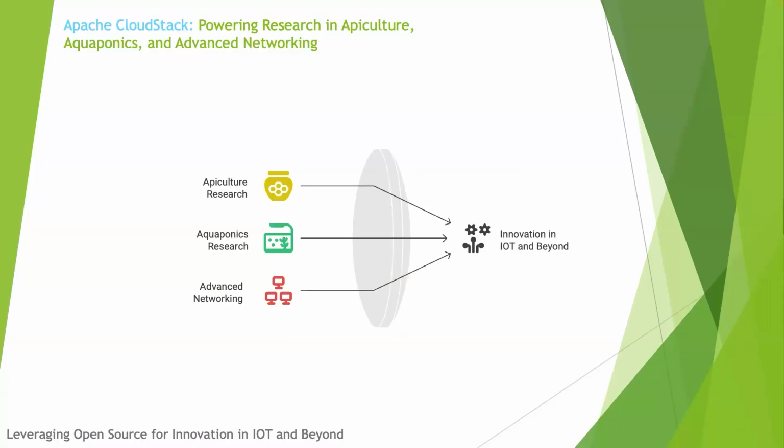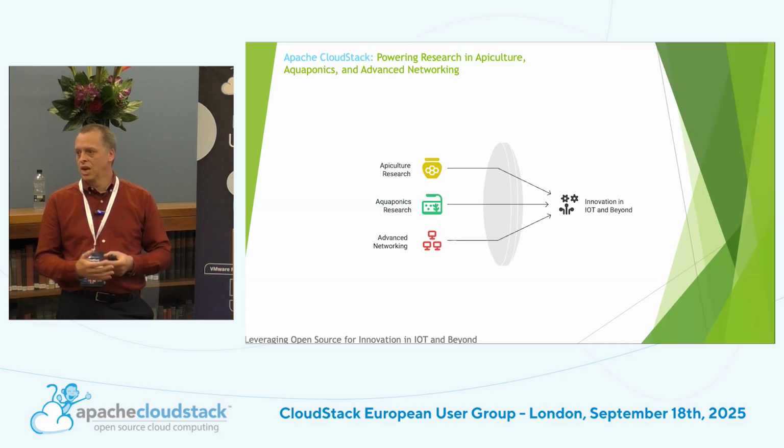So the main three components for me are the apiculture research, aquaponic research. Aquaponics, if you've never heard of that before, is basically growing vegetables with fish with no soil, which I'll explain a little bit later. And with my technology background, I found an opportunity to bring in IoT to this, which is where Apache CloudStack helps, especially with the edge technology that it's got. And I'm using some advanced networking to achieve that, which I'll explain as I go along.